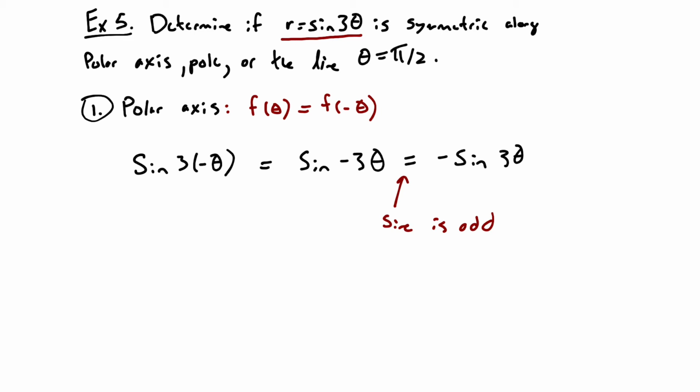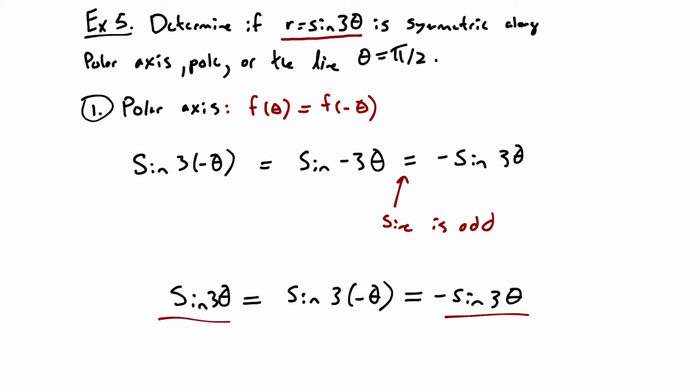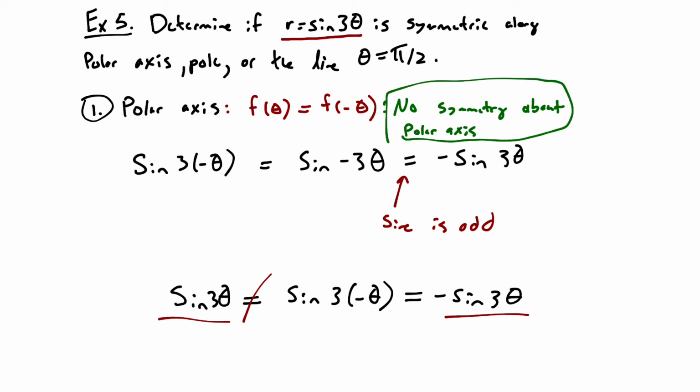And what we obtain is that sine of 3 theta, if it was equal to sine of 3 evaluated at negative theta, would mean that this is equal to a negative sine of 3 theta. But clearly, sine of 3 theta is not equal to a negative sine of 3 theta, so we don't get an equality. So we have no symmetry about the polar axis. All right, let's go ahead and check the pole.